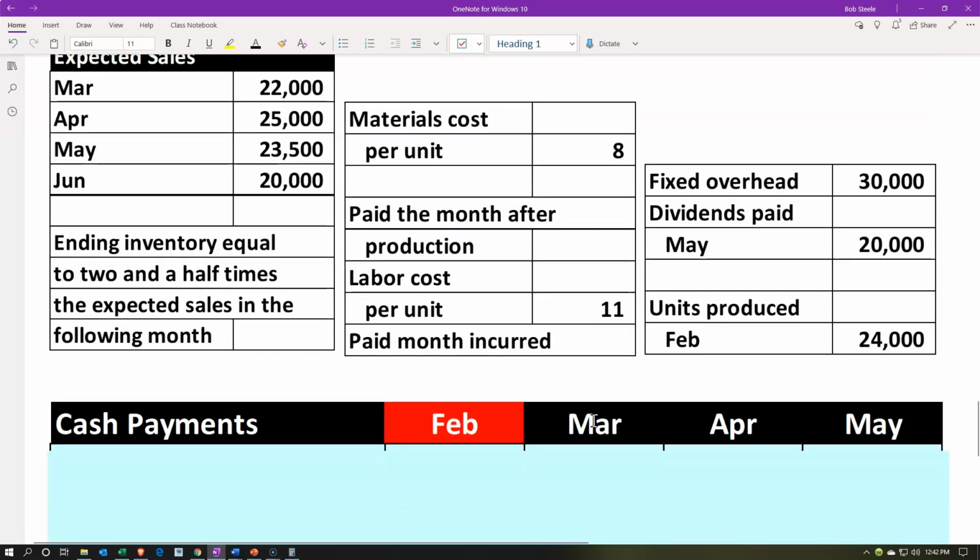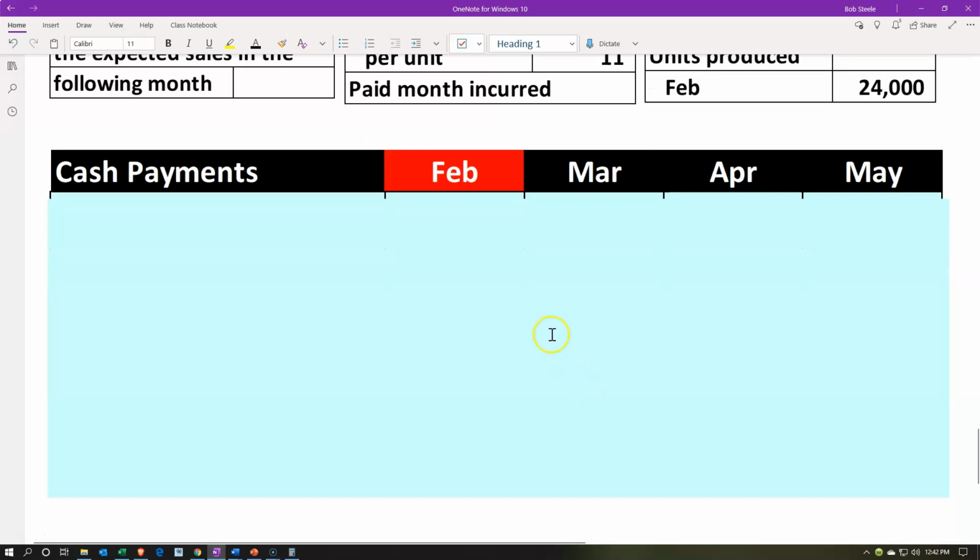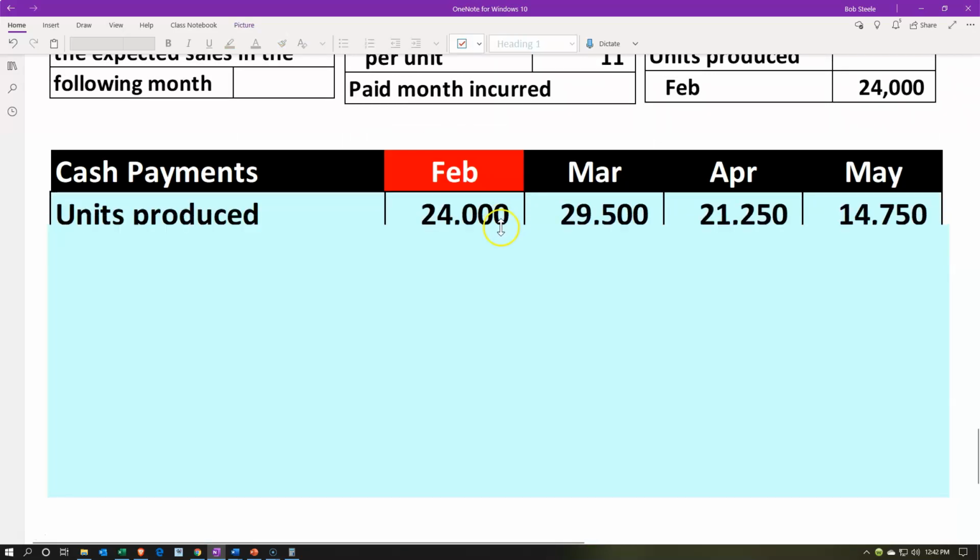Okay, so once we have that information, we can go into the cash payments. So we're going to think about the cash payments that we are going to have now. One of the most complex components of the cash payments will be dealing with the materials, because it will often go through the accounts payable where we have that kind of staggering type of process.